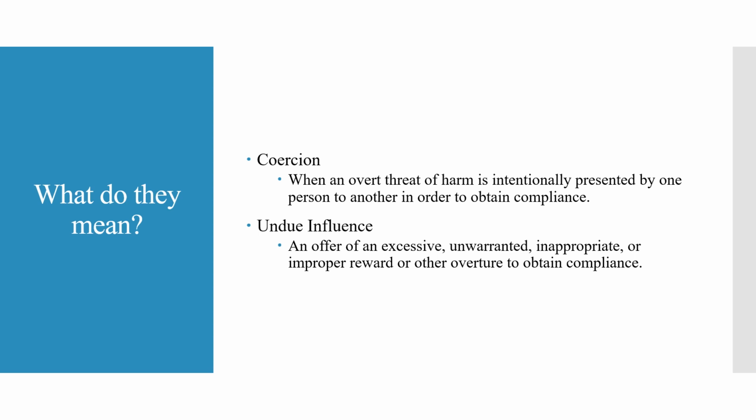So really, if you look at these two, they're kind of the opposite of each other. Coercion is the negative. That's when you are threatening somebody to get something done. Whereas undue influence can be the opposite. You can be overly rewarding somebody to get something done, almost bribing them.